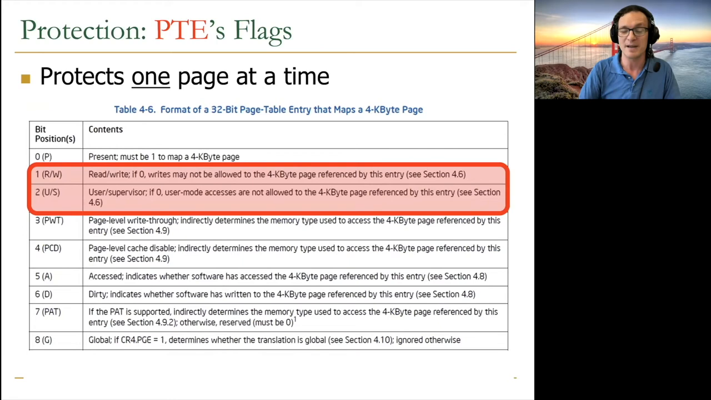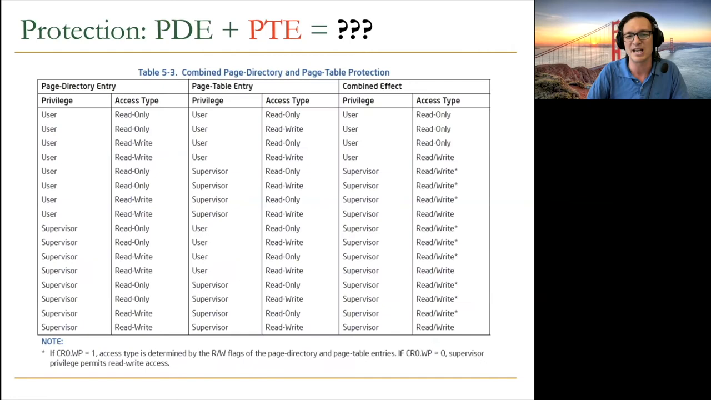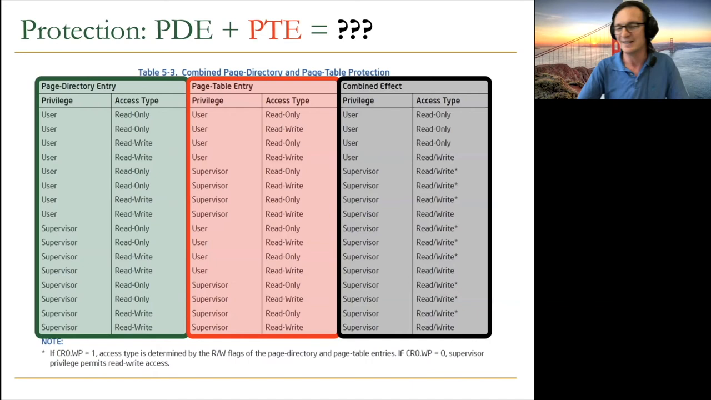I'm not going to go through all of this clearly. You can see these things if you're interested. And then there are fun combinations of it. The protection is a function of PDE plus PTE in the end, and you have some combined effect that is also described in the manual. And now you're starting to see how complicated things can get, right? When you have multi-level page tables plus access control and different types of access control. I'm not going to go through this in detail, but you can read it.